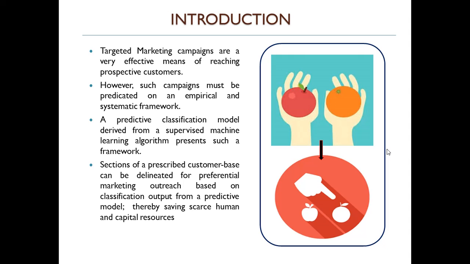So, a little background before we delve in further. Targeted marketing campaigns are a very effective means of reaching prospective customers. Such campaigns, however, must be predicated on an empirical and systematic framework. A predictive classification model obtained from a supervised machine learning algorithm affords us such a framework. Sections of a prescribed customer base can be set aside for preferential marketing outreach based on the output from such a predictive classification model, thereby saving an organization scarce human and capital resources.